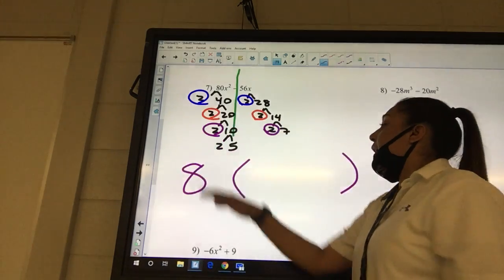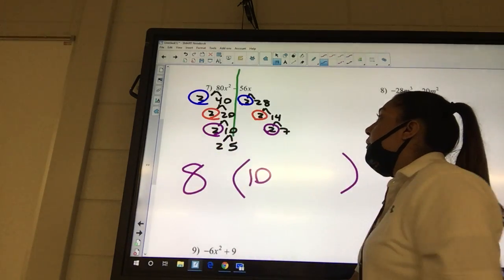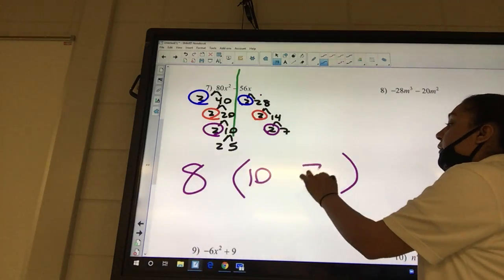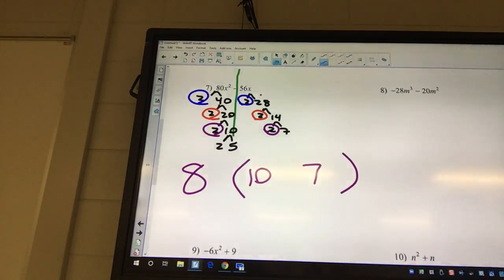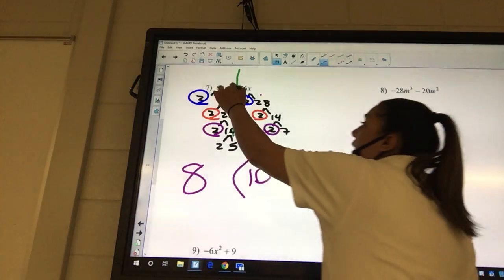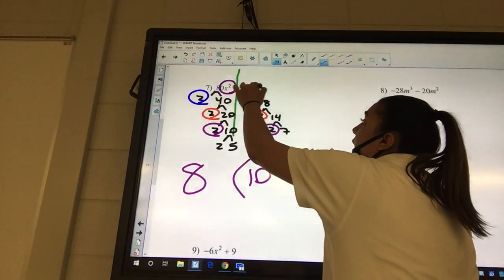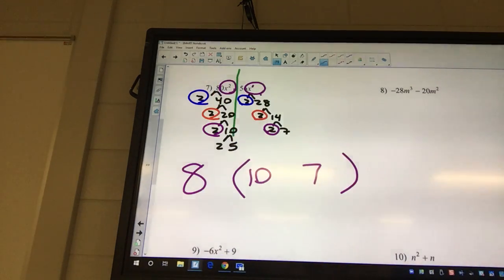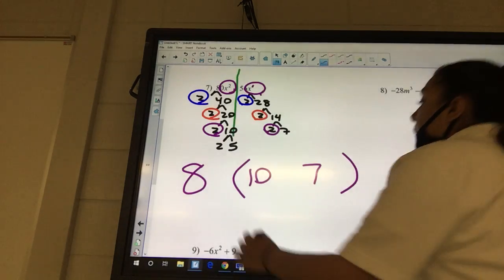80 divided by 8 is 10. 56 divided by 8 is 7. And then we look at this and say, well, what is the smallest amount of x's? Well, this guy has x to the 2, and he's got x to the 1. Okay, so the smallest amount that we can take from both would be x to the 1.